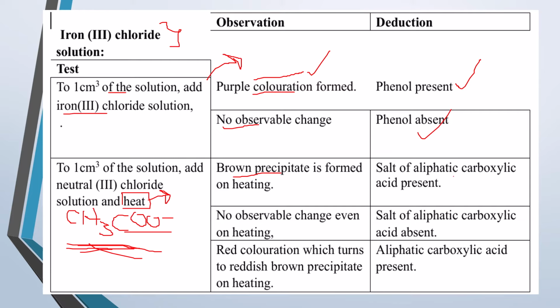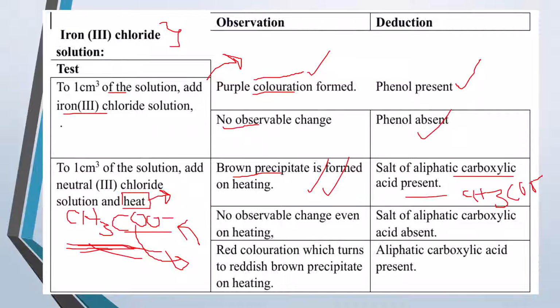You say that acetate ion is suspected present, or you can say that an aliphatic carboxylic acid is present. Or simply you say acetate ion, CH3COO negative, present. This is the confirmatory test of this ion. I hope that is clear. And if you get no observable change, you simply denote that this one is absent.